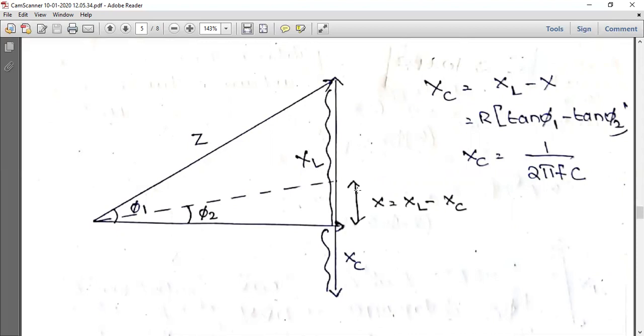So the amount of extra capacitance that we need to use is XL minus X, which is R into tan phi 1 minus tan phi 2. Cross multiplying and using the trigonometry concept, you will get this. So R into tan phi 1 minus tan phi 2. Also we have one equation, X is equal to 1 by 2 pi FC. So from this we can calculate the amount of capacitance required.